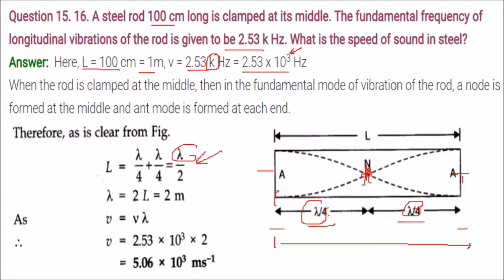What will be lambda? L into 2. So lambda becomes 2L. And what is this length? 1 meter. Put length equal to 1 meter, you get 2 meter. Now we all know V equal to nu lambda. Nu is the frequency. We are going to use this frequency. Lambda we just found out, 2. Put it here. Multiply them. This is the velocity.